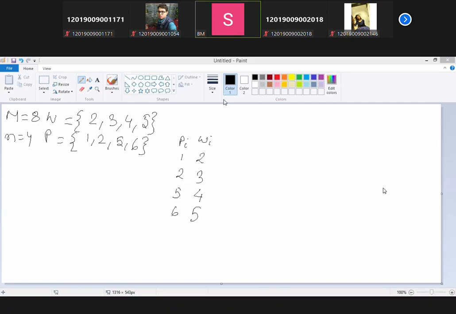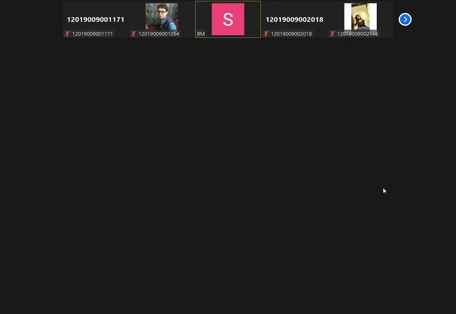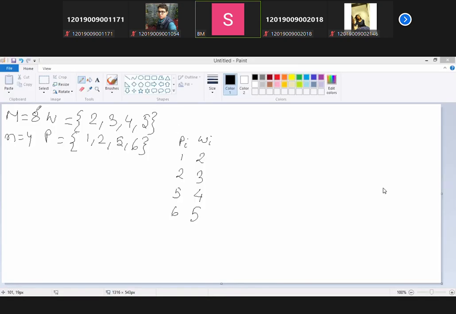So these are the values. For 4 elements, the weights are 2, 3, 4, 5, the bag size is 8, and 1, 2, 5, 6 is the profit. P for profit, W for weight. What I need to do now is try all possible weight combinations to maximize the profit.